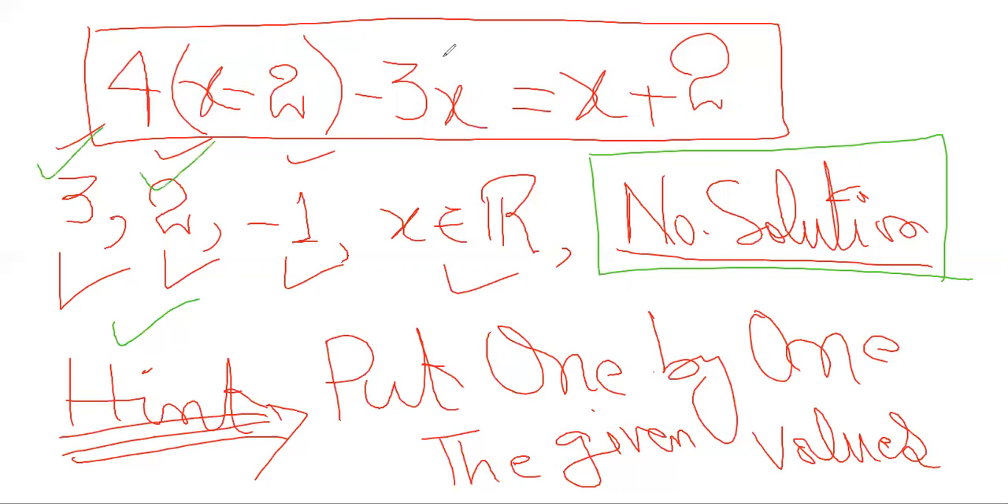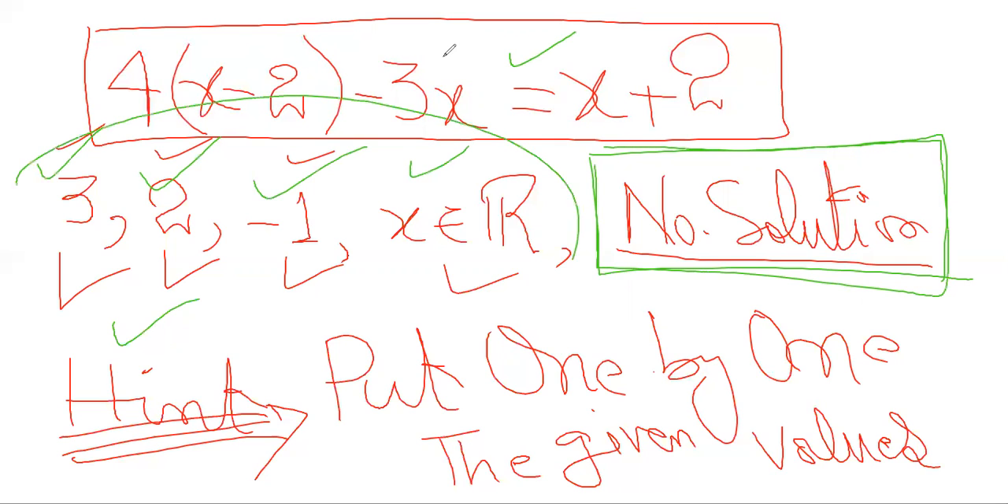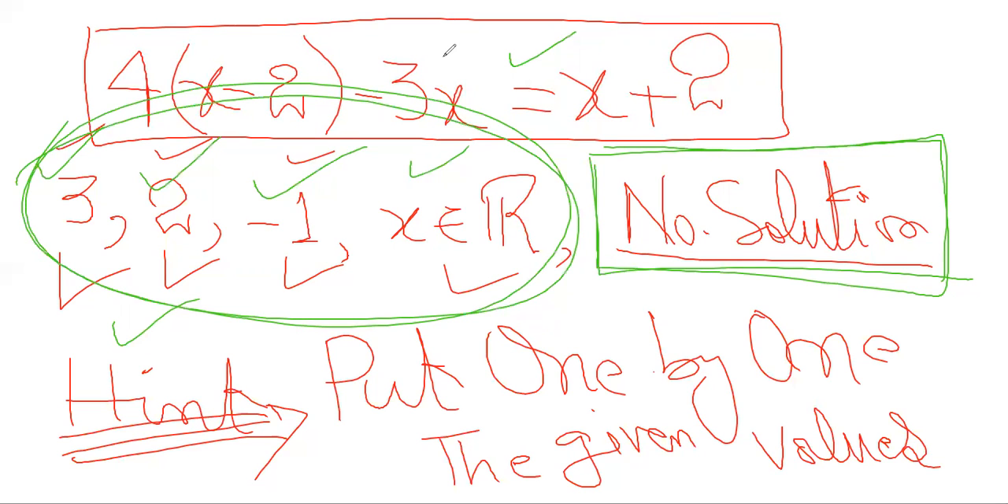If you are putting two, once again, the left hand side is not equal to right hand side. If you are putting minus one, once again, you will not get the equation. What I mean to say, left side is not equal to right hand side. So this is the equation. It has no solution for these given options. Out of all these, no value will satisfy this equation.